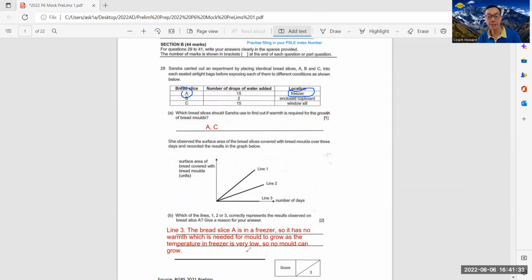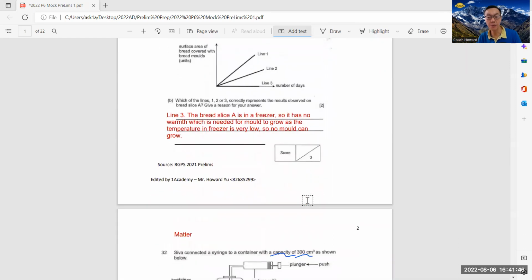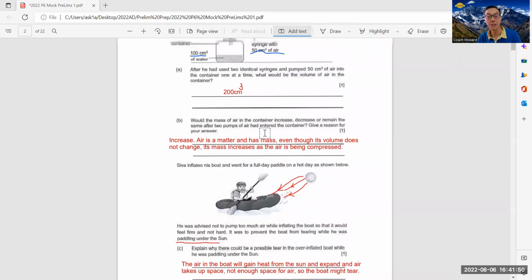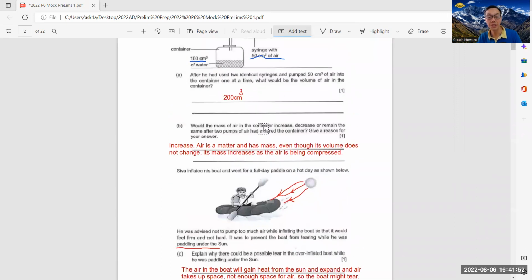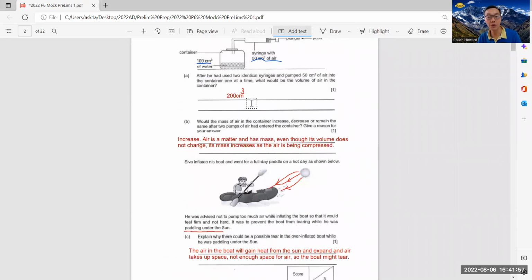And then next is this part, line 3. Why line 3? Because of the absence of warmth, so the mold cannot grow, so it remains straight. Okay, next, this is under the topic of matter. So it's 200 cm cube because air does not have a definite volume. It occupies the space of the container.